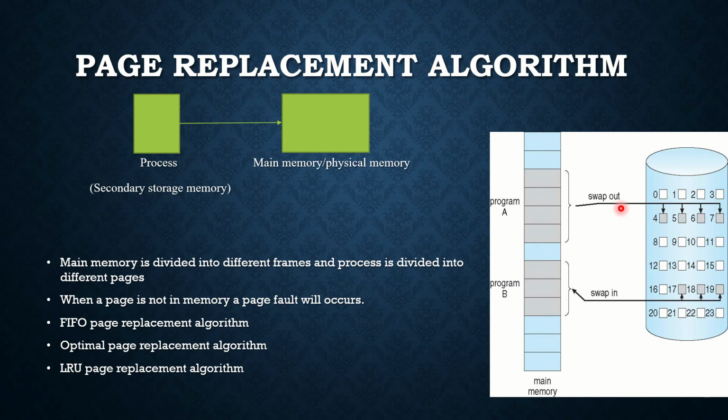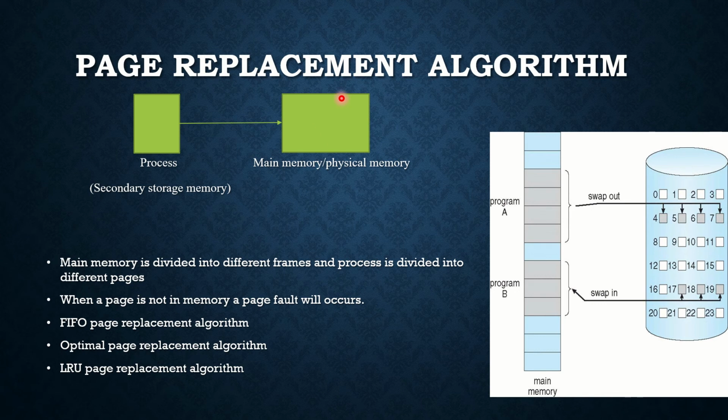Before going to the algorithm, first I will discuss the basic things that I have already discussed in the last video. When a process wants to execute, first that process has to be loaded from the secondary storage device to the main memory, or your physical memory. Then only will the process execute, right? These things we have already discussed in the first module.